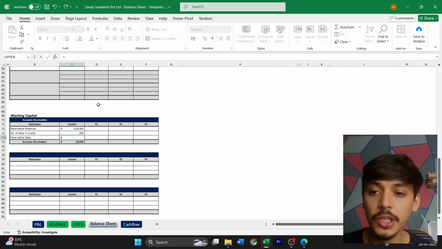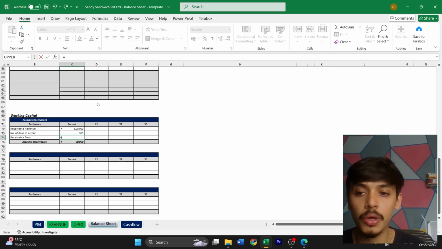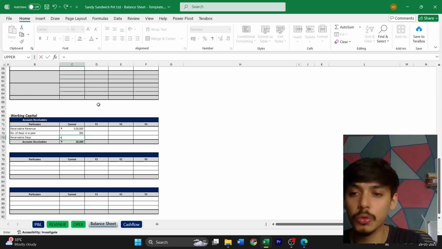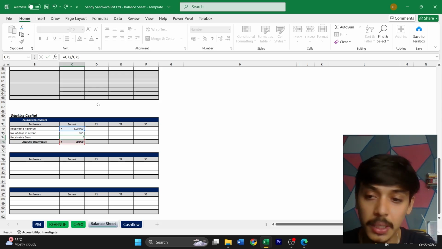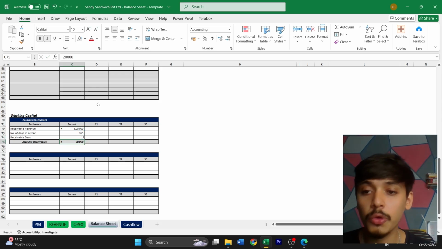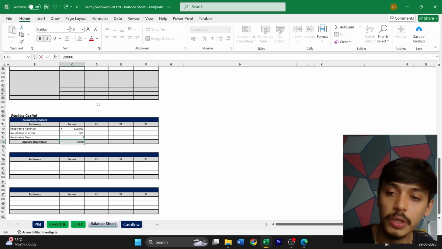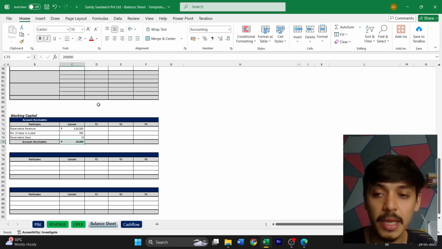So initially we need to calculate the receivable turnover. That is how many times the amount of receivable is turned over in the business. So for our example, we have 3 lakh as our revenue and 20,000 is our receivable. That is 15 times the receivable amount. Now to calculate the number of days in which this amount is realized, we will have to divide the number of days in a year by this 15 amount.